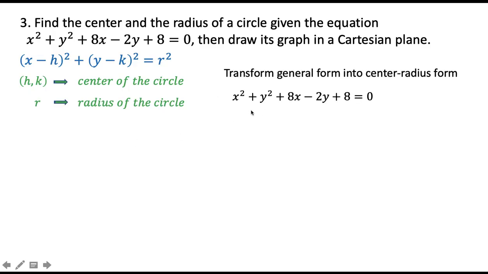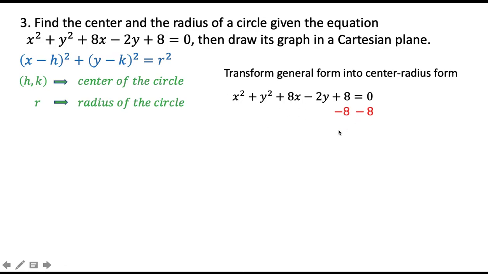We will write first the given, then we want to eliminate the constants on the left side so that only the x and y terms will be left on the left side.